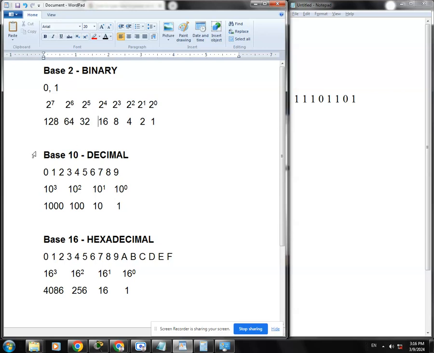And on the bottom part, the base 10, which is the decimal. So now here are the values for the decimal. It's 0, 1, 2, 3, 4, 5, 6, 7, 8, 9. And the formula for the decimal is 10 raised to 0 is equal to 1, and then 10 raised to 1 is 10, then 10 raised to 2 is 100, and 10 raised to 3 is 1,000. I just put here from 0 to 9.